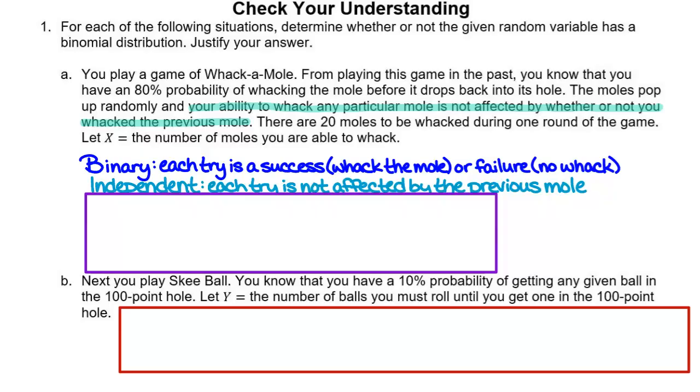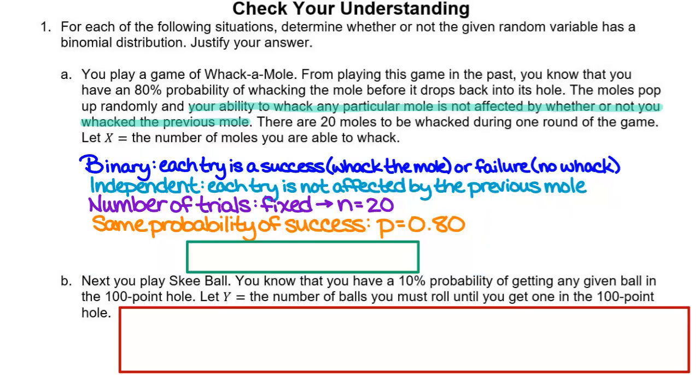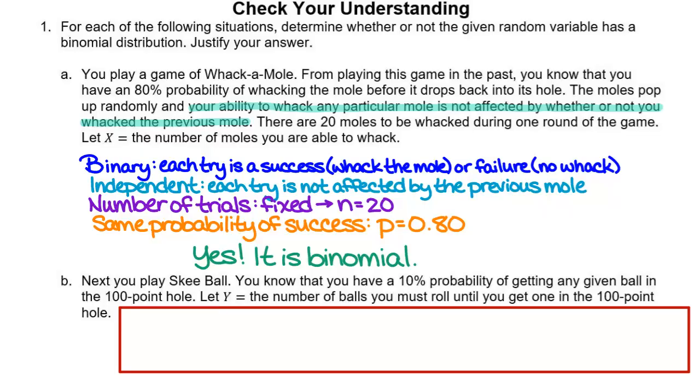Is the number of trials fixed? Yes. How many trials? 20. S, same probability of success each time. Do we have the same probability of success every time you go to whack the mole? Yes. What is that probability of success? 80%. So P is 0.80. Is this a binomial situation? Yes. This is binomial.